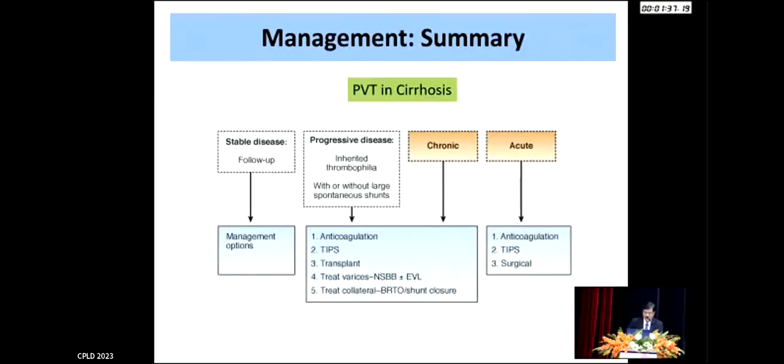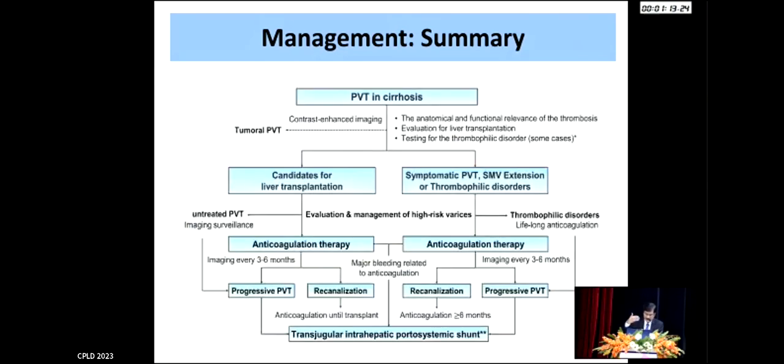Complications we have discussed before. So this is the earlier slide I was showing. When you have portal vein thrombosis in cirrhotics with stable disease, you're following up. Progressive disease, inherited thrombophilias, you have options of anticoagulation, TIPS, transplant, varices have to be dealt with, and sometimes big collaterals, BRTO and so on. Acute, yes, you should definitely treat these patients and make sure you are able to recanalize them at the earliest. So this is an algorithm which one would like to follow.